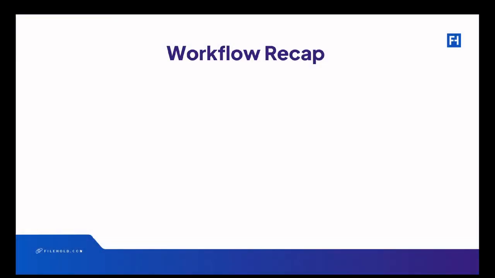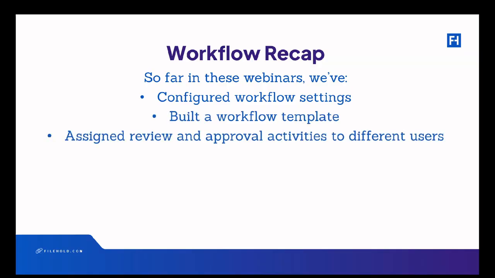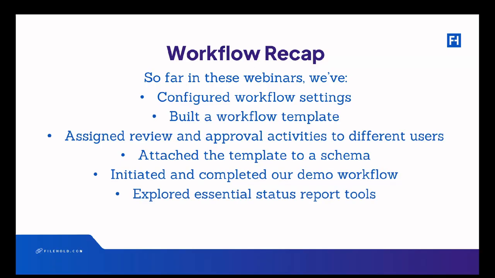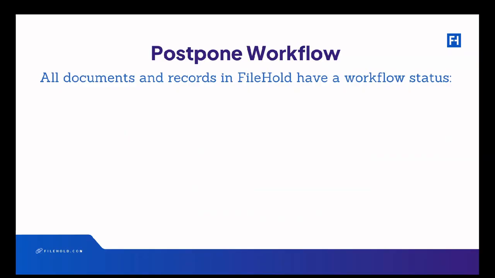Now, I want to give a quick recap because we are in session 4 of 6, so let's make sure we understand how we got to where we are today. So far, we've configured our workflow settings, we built our workflow template, we've assigned review and approval activities to different users, we've attached the template to a schema, initiated and completed our demo workflow, explored some of our essential status report tools, and now it's time to take a look at some of the exceptions to a workflow, some of the things that can really help you to customize and make this process work for you. We're going to start with probably the most difficult concept in this, which is the postpone workflow.